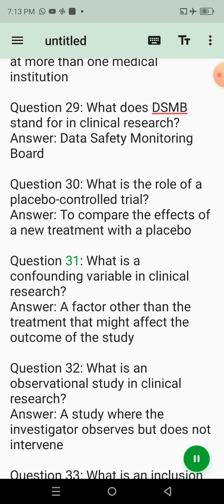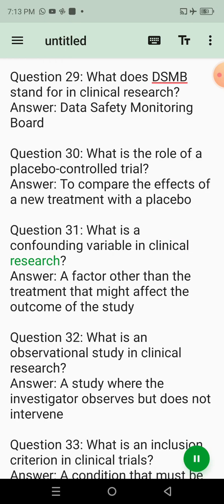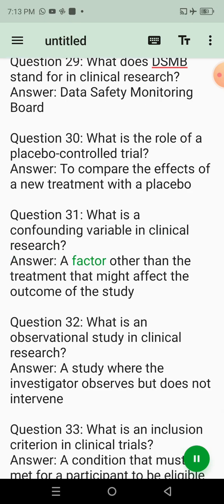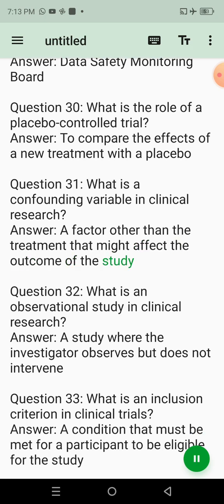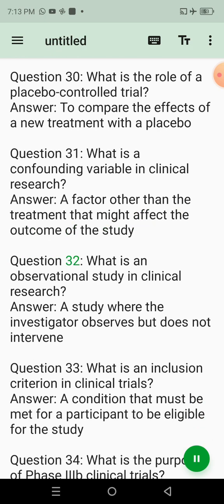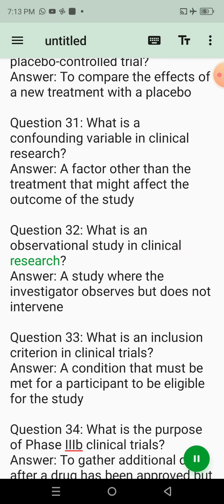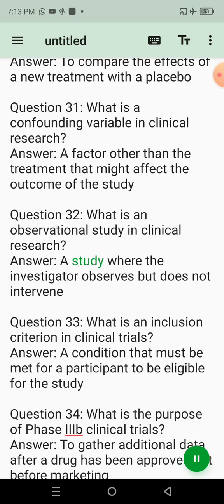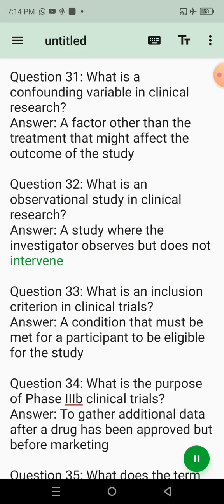Question 31. What is a confounding variable in clinical research? Answer: A factor other than the treatment that might affect the outcome of the study. Question 32. What is an observational study in clinical research? Answer: A study where the investigator observes but does not intervene.